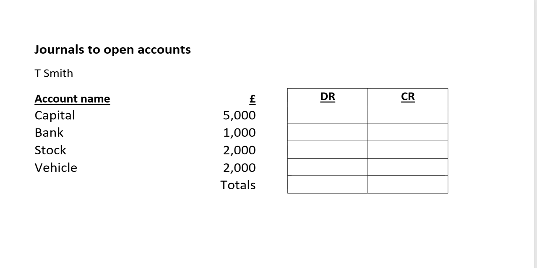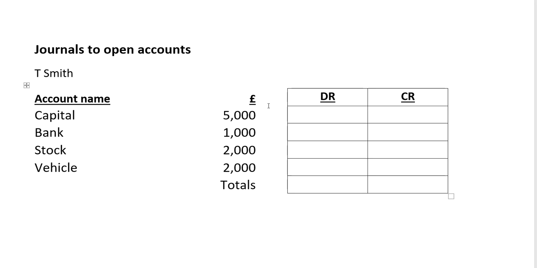So the first thing we need to do is transfer this information into debits and credits. Now we're going to be using our accounting equation to do this. So everything that we've ever learned about debits and credits and the accounting equation comes into play here. So I've just drawn myself up a little grid to allow myself to do this.